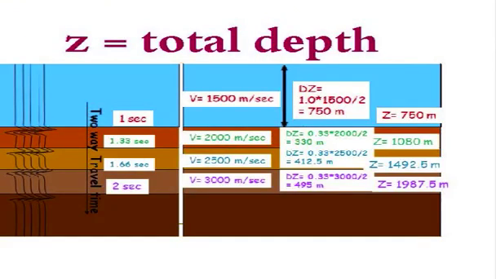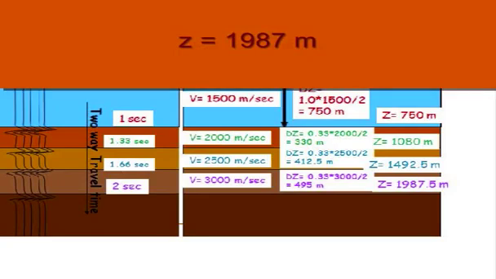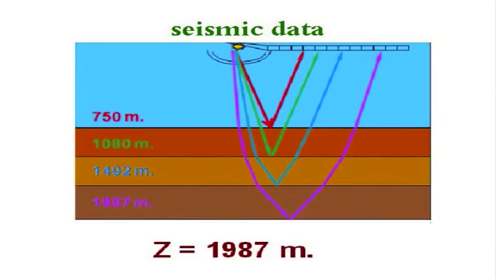Fourth zone, V equals 3,000 meters per second. dz equals 0.33 seconds times 3,000 divided by 2 equals 495 meters. And Z equals 1,987 meters. So we get a total basement depth of 1,987 meters.